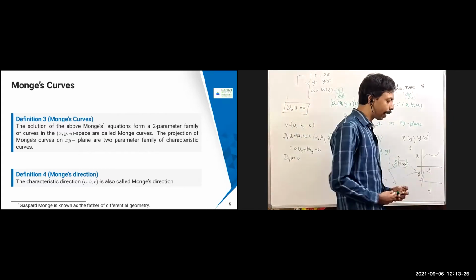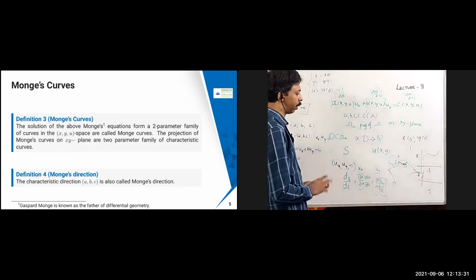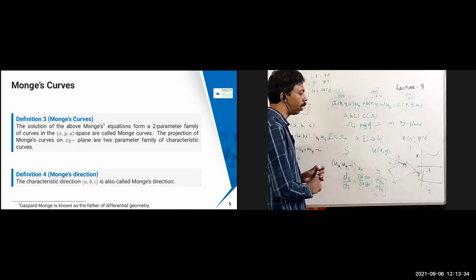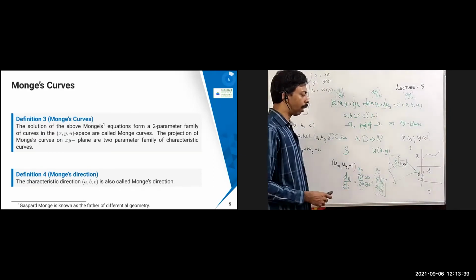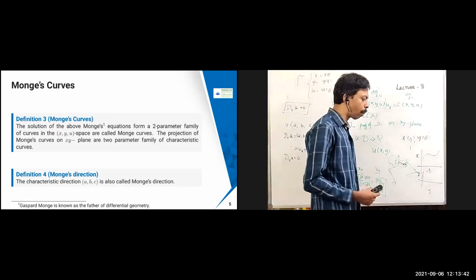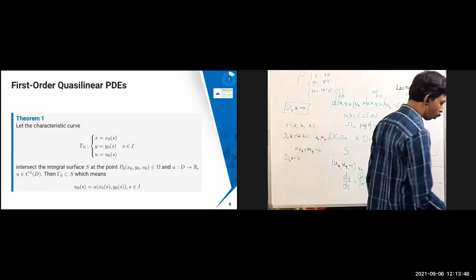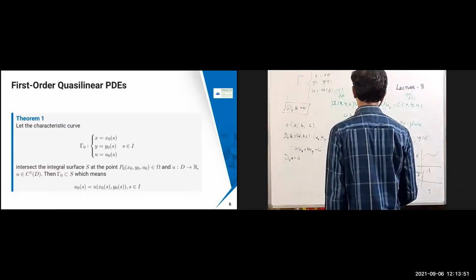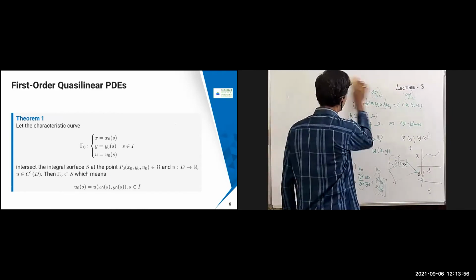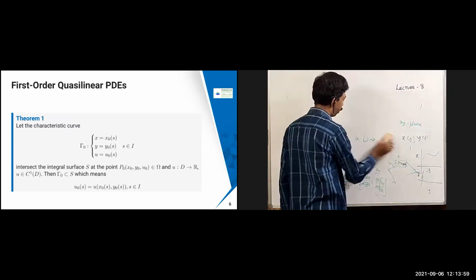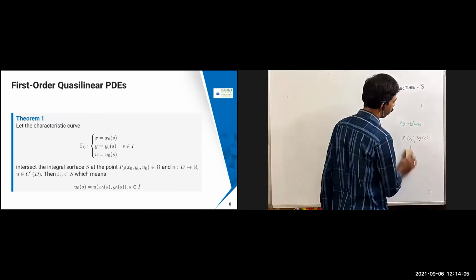Then this characteristic direction a, b, c, okay, this a, b, c I have taken, right? That is called Monge's direction. The characteristic direction a, b, c is called Monge's direction. Okay, so this is the Monge. It is due to Gaspard Monge. He is known as the father of differential geometry. So this is one of the important or basic concepts in differential geometry, where immediately they will start with this kind of Monge curves. If you want to know more about that, you can attend some of the differential geometry courses. Okay, that will help.